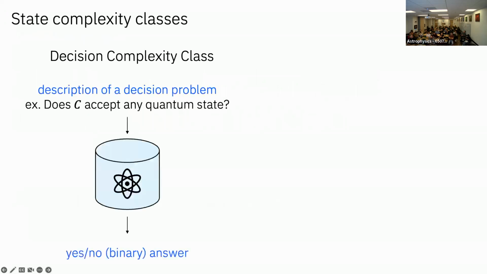So what should a state complexity class be? Well, you might be familiar with the decision complexity class, like this decision complexity class QMA. I describe a problem. I just say, hey, does C accept any quantum state? Is it a circuit? Does it have anything that would make it output 1? You could ask some device and it just tells you a yes or no answer. That device may be quantum, that device may be classical. We can analyze it in a complexity theoretic fashion.